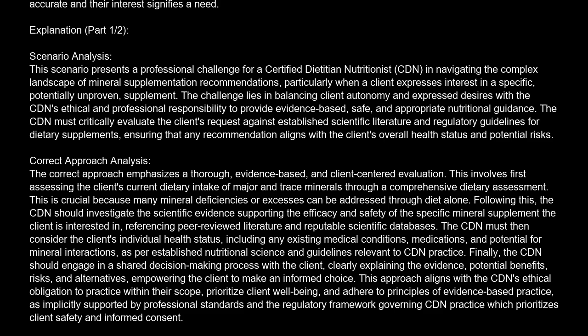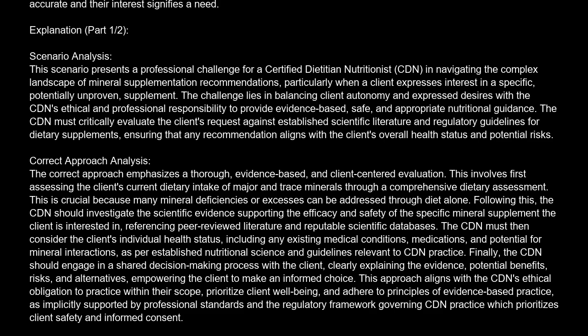This scenario presents a professional challenge for a certified dietitian nutritionist, CDN, in navigating the complex landscape of mineral supplementation recommendations, particularly when a client expresses interest in a specific, potentially unproven, supplement. The challenge lies in balancing client autonomy and expressed desires with the CDN's ethical and professional responsibility to provide evidence-based, safe, and appropriate nutritional guidance. The CDN must critically evaluate the client's request against established scientific literature and regulatory guidelines for dietary supplements, ensuring that any recommendation aligns with the client's overall health status and potential risks.